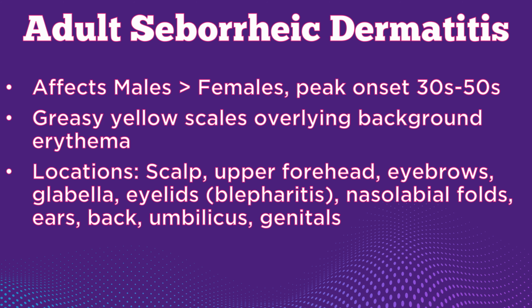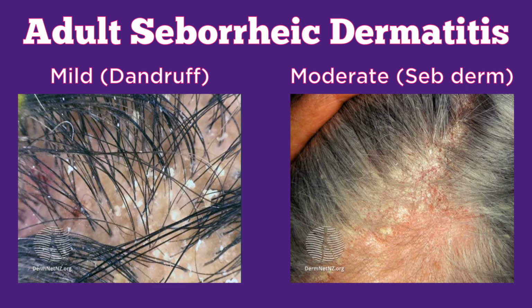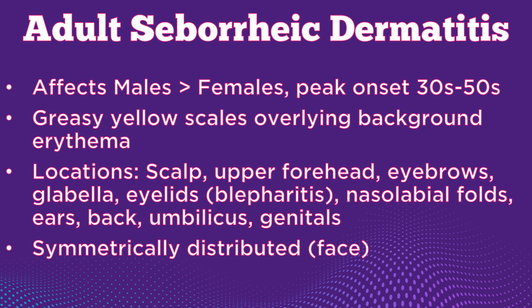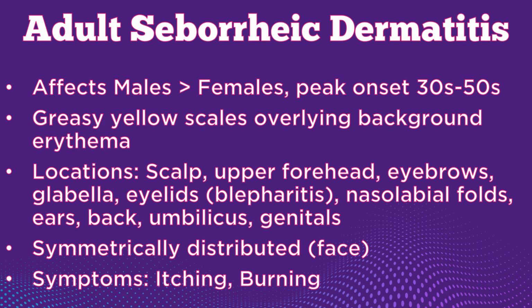When Seb Derm affects the scalp, it can take on many forms that are on a spectrum. Dandruff represents the mildest form and does not have significant erythema. In the middle of the spectrum, you have classic seborrheic dermatitis that we just talked about, and then these plaques can become thicker and are sometimes referred to as sebopsoriasis because the plaques are thicker than what's seen in usual seborrheic dermatitis, but they're not quite thick enough to be full-blown psoriasis. Seb Derm is generally symmetrically distributed, especially on the face, and may have itching and burning associated with it, so don't let that throw you off.